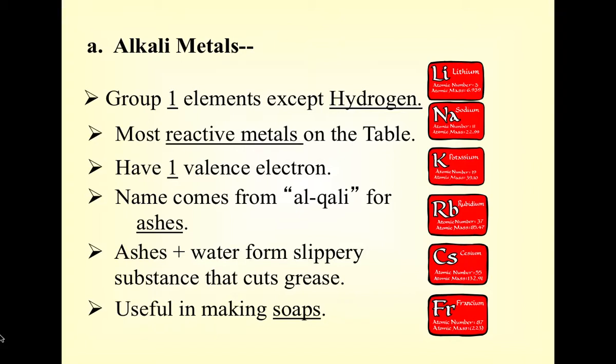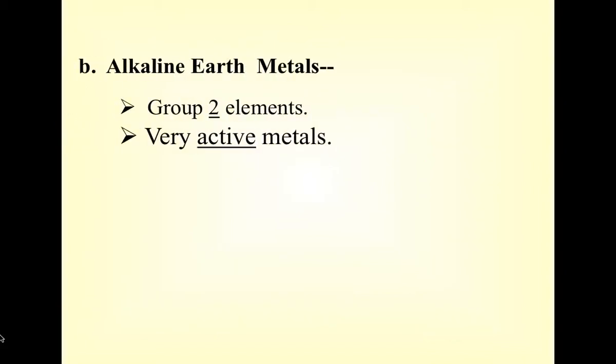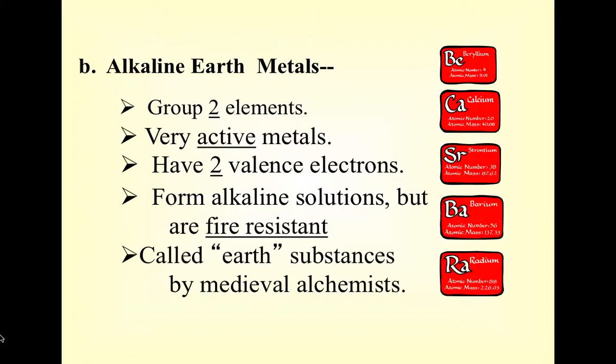The next group are the alkaline earth metals. These are the group 2 elements, and they are very active, but not as active as our group 1 elements. They have 2 valence electrons. These form alkaline or basic solutions, but they are fire resistant, and they were called earth substances by the medieval alchemists, which is partially where we got their name. And this includes these elements.